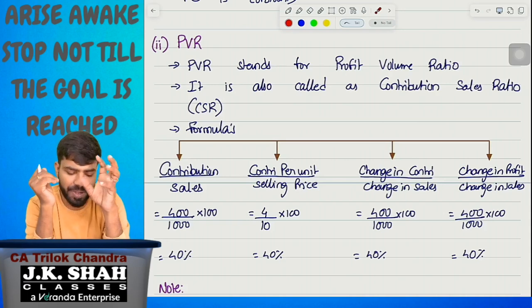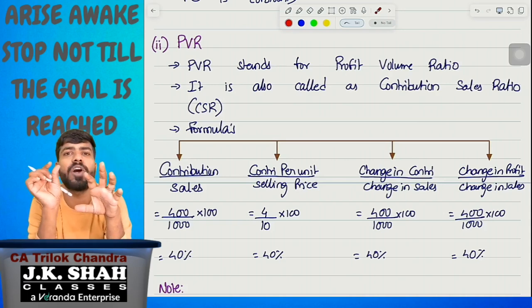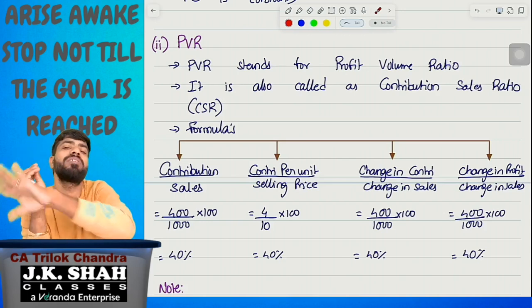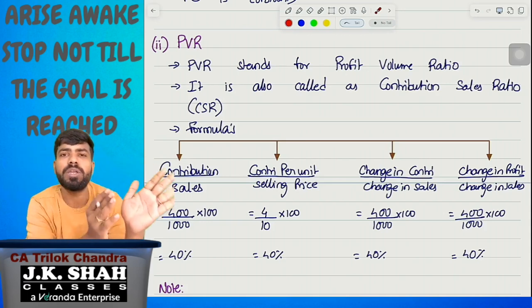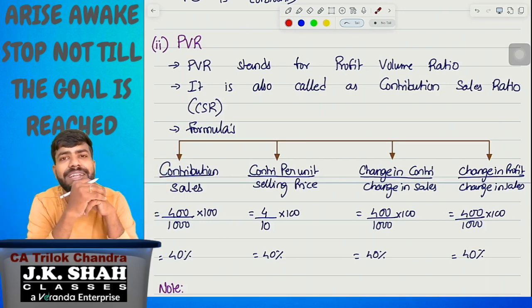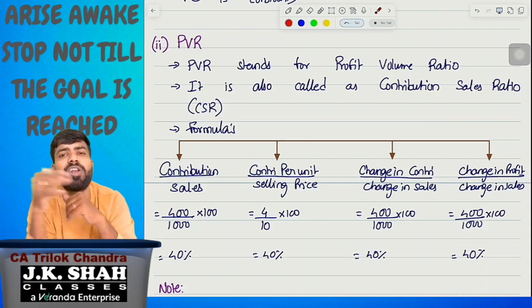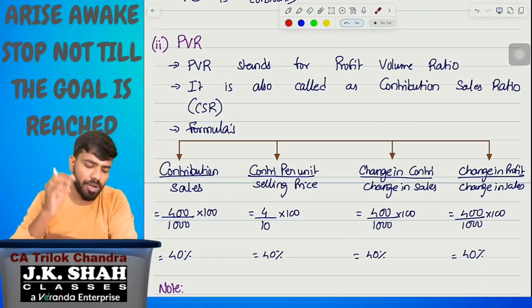And one more thing, this PV ratio is just a percentage of contribution on sales. 20% means out of sales, 20% is the contribution. 30% means out of sales, 30% is the contribution. Understand? Now look here.